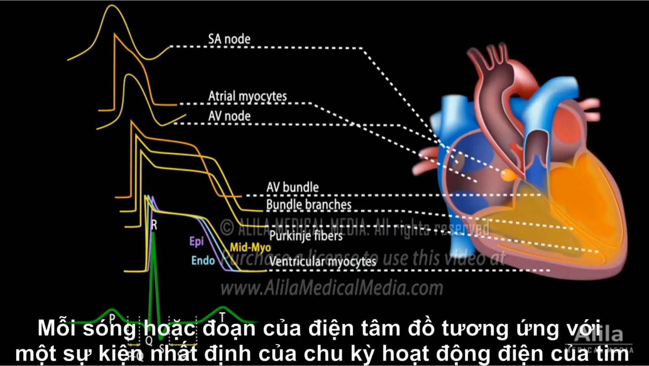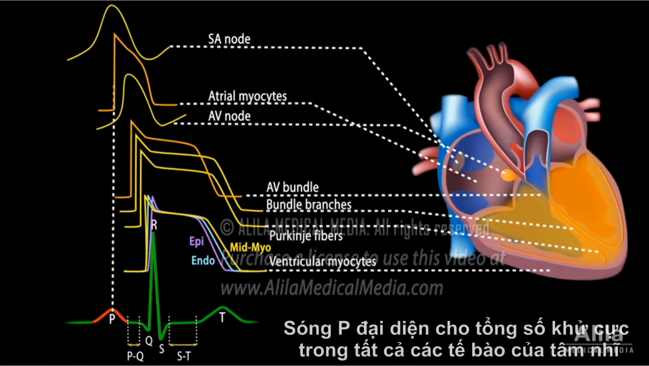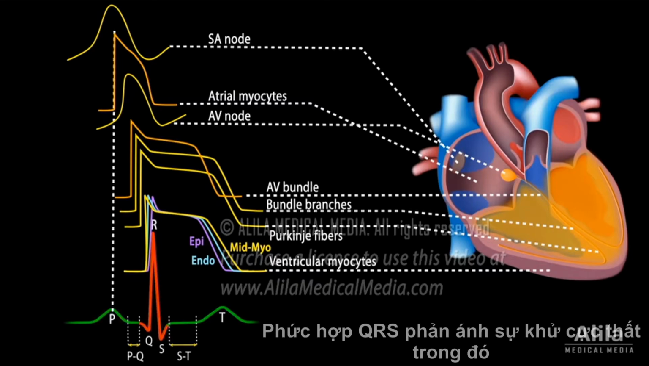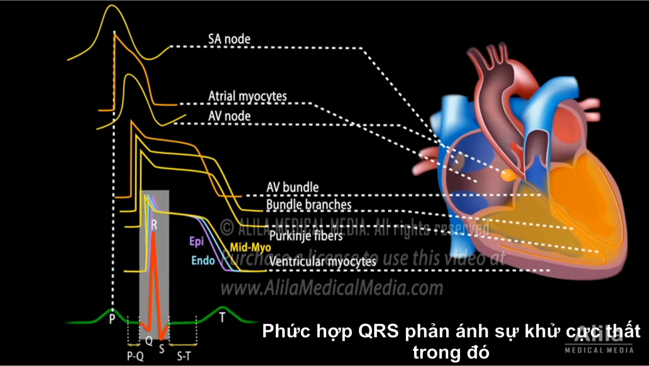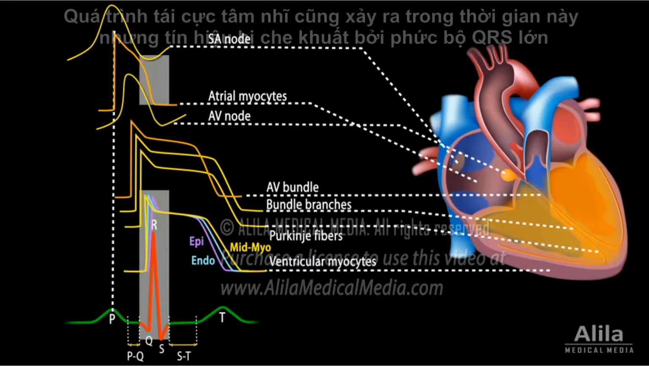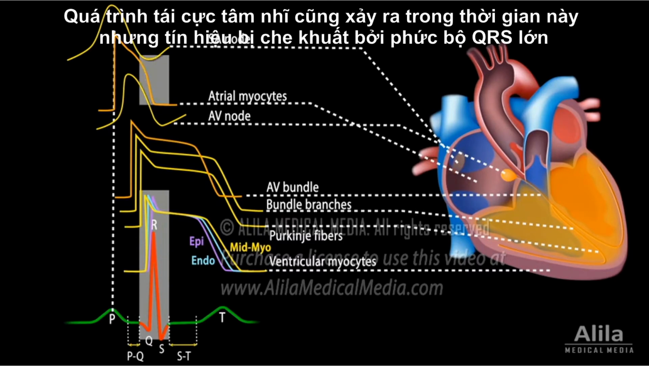Each wave or segment of the ECG corresponds to a certain event of the cardiac electrical cycle. P wave represents the sum of depolarization in all atrial myocytes. The QRS complex reflects ventricular depolarization. Atrial repolarization also occurs during this time, but the signal is obscured by the large QRS complex.